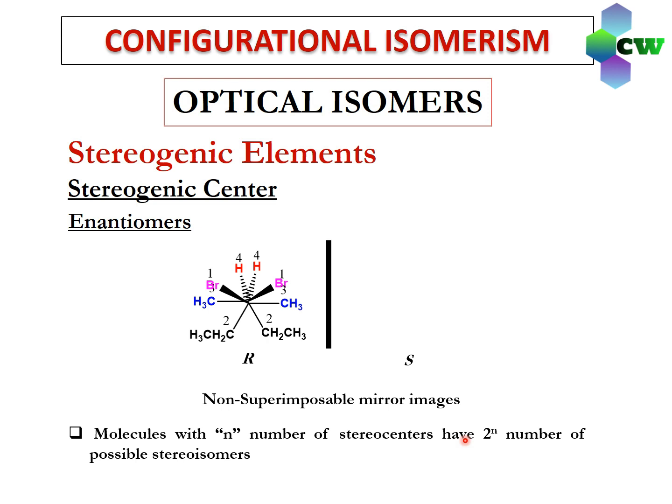So this is how you can determine absolute configuration or assign R or S configuration to a stereogenic center in a molecule. We will talk about the stereogenic axis later in another video.